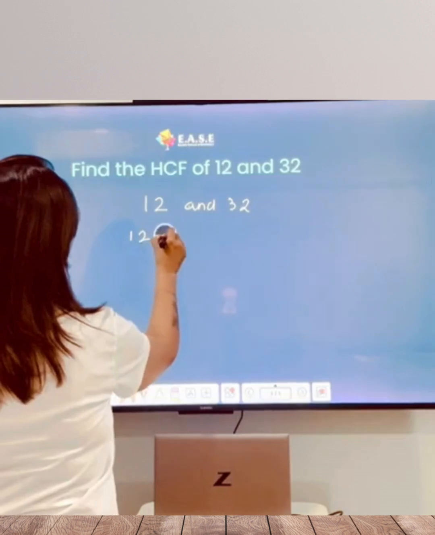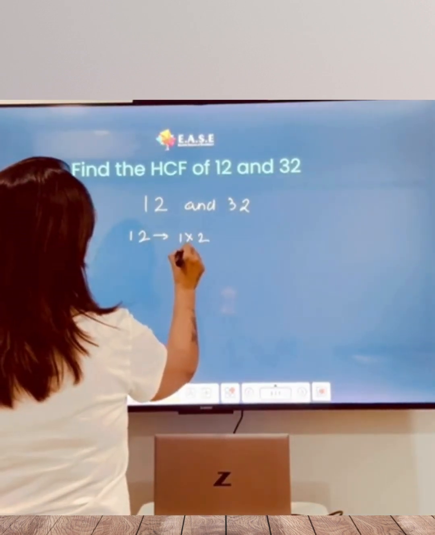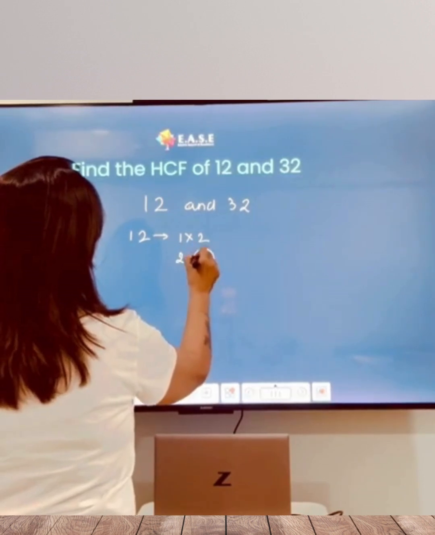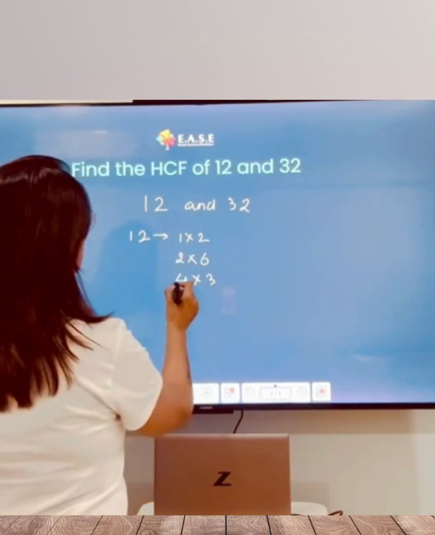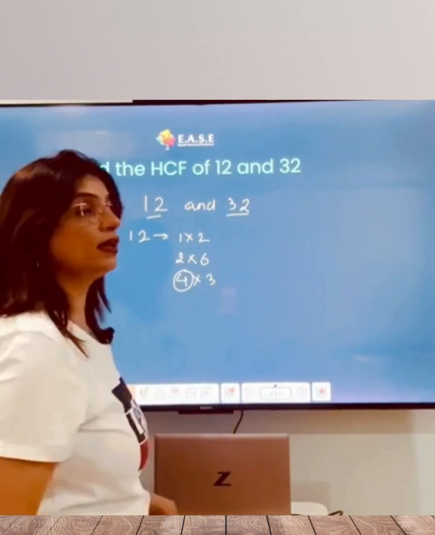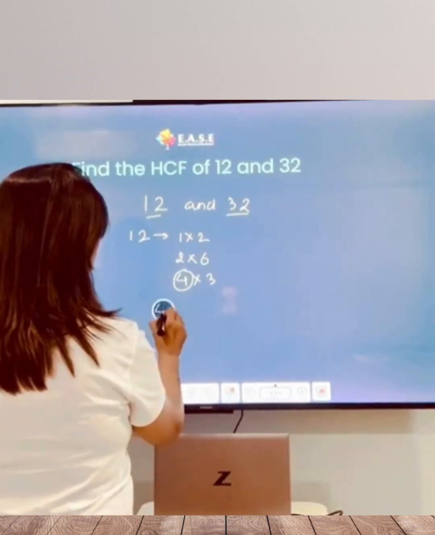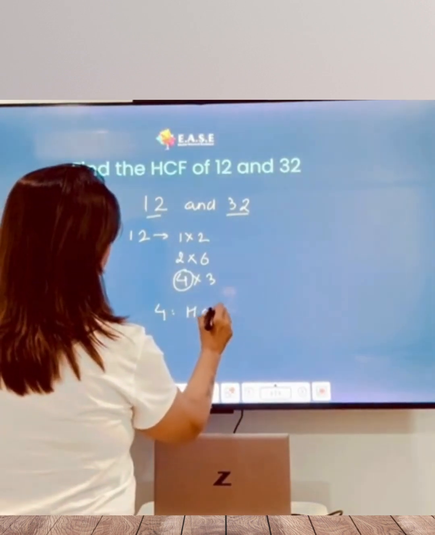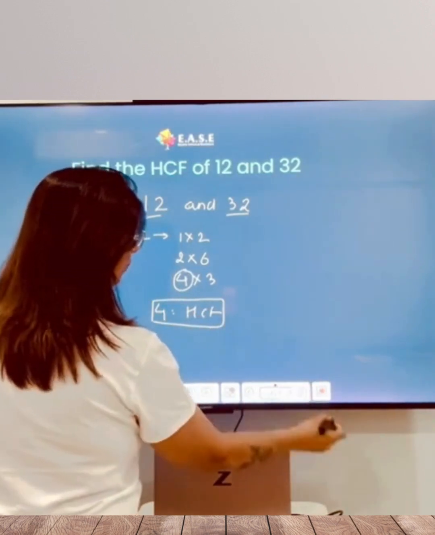So if you factorize 12, you have 1 into 12, you have 2 into 6, and you have 4 into 3. Out of all the factors, check. 4 is one number with which you can divide both the numbers and the remainder is 0. In which case, 4 is the HCF. Right? Now, let's go to the next type.